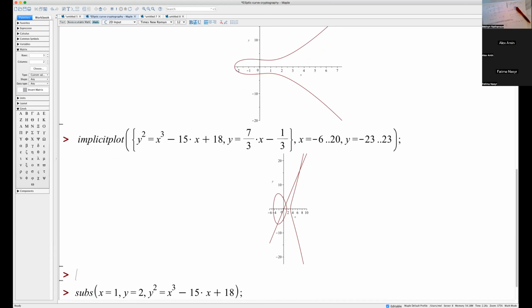Let's see what that is. Suppose I want to solve the equation. Solve.